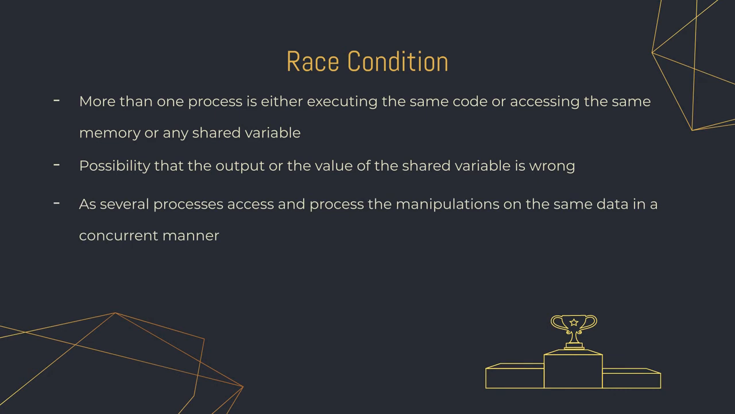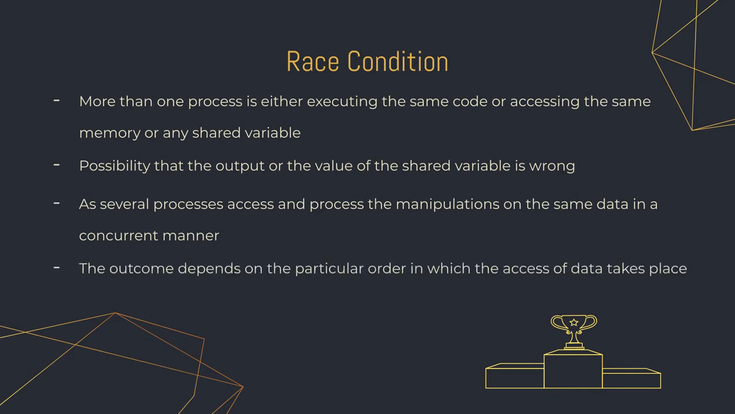So this is due to several processes accessing and processing the manipulations on the same data in a concurrent manner. The outcome will obviously depend on the particular order in which the access of data takes place. So for example, if you have process 1 and process 2 accessing the same space, and process 1 modifies it first, then process 2's value will depend on process 1's modification.